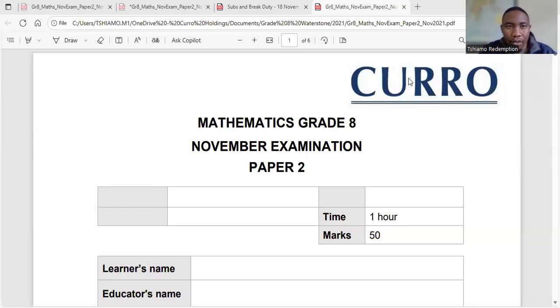Okay, guys, we're doing paper 2 of the grade 8 paper today. This is a 2021 paper, so let's go through it as quick as we can.